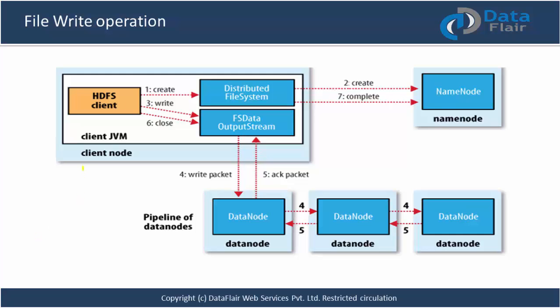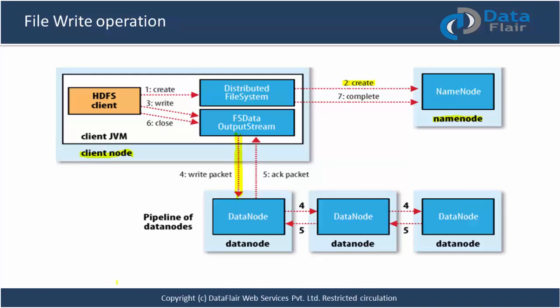Again, we have a client node. To write a file, the client needs to send a create request to the name node. Name node again will check the access rights, whether this particular user has access to write on the specific path. If he has the access, the name node will provide the location to write the block. Now my client will directly go to the data node and start writing the packets there.